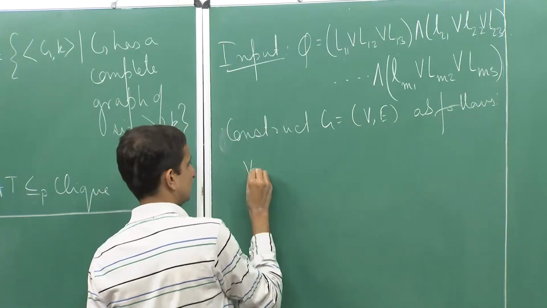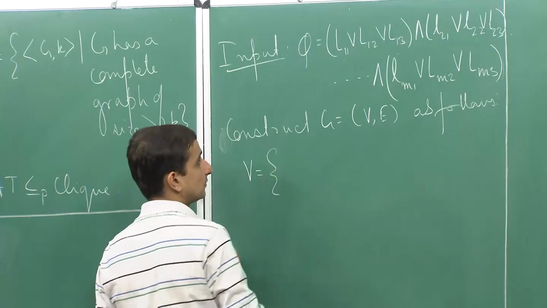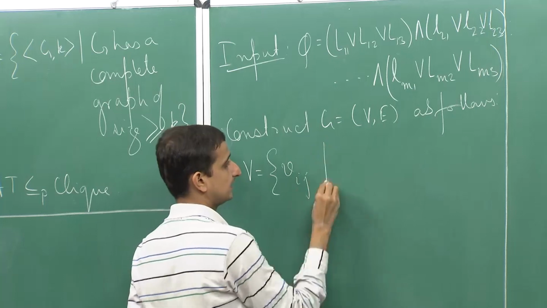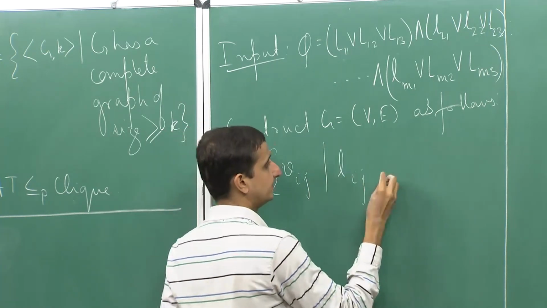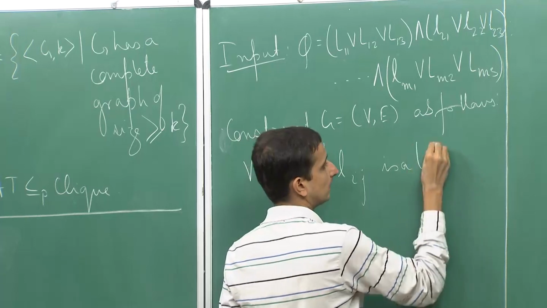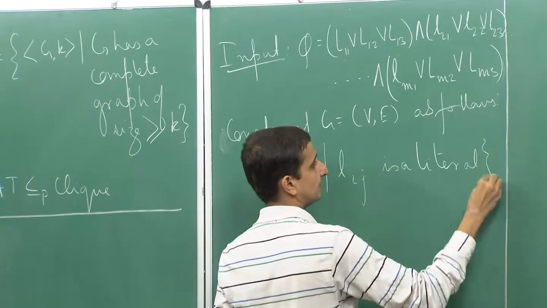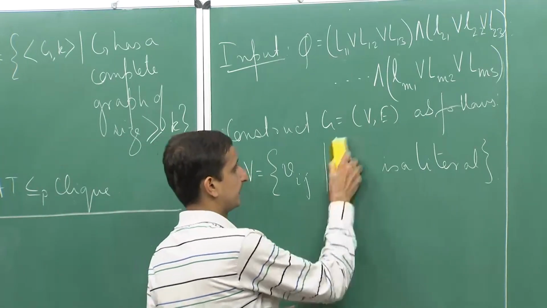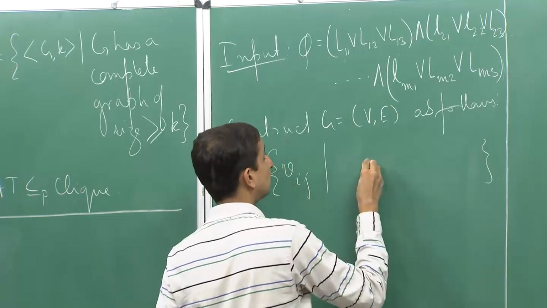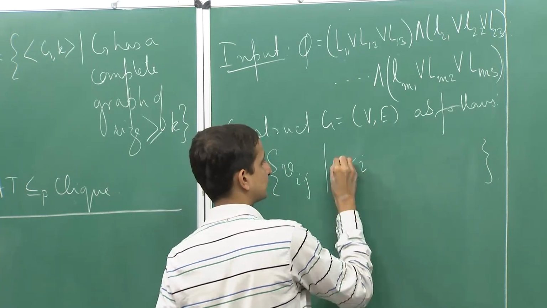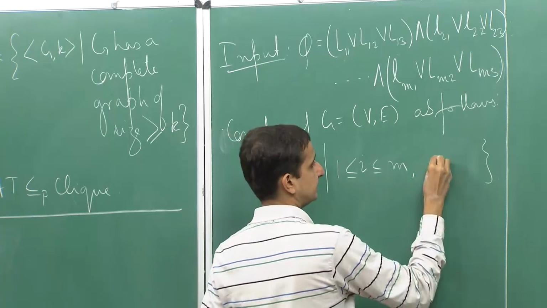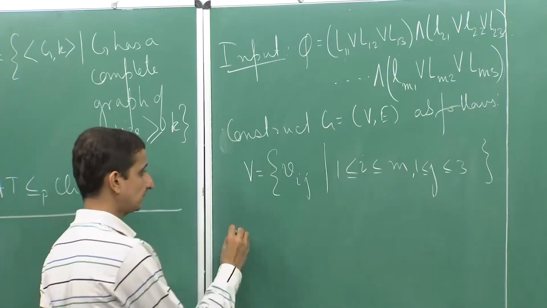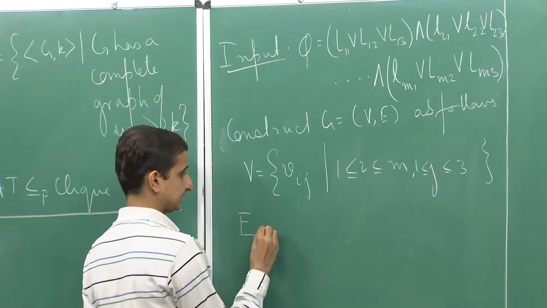Okay. So, V is defined as follows: for every literal I will have a vertex. So, I have a vertex Vij such that Lij is a literal, where i goes from 1 up to m and j goes from 1 to 3. And I define edges as follows.